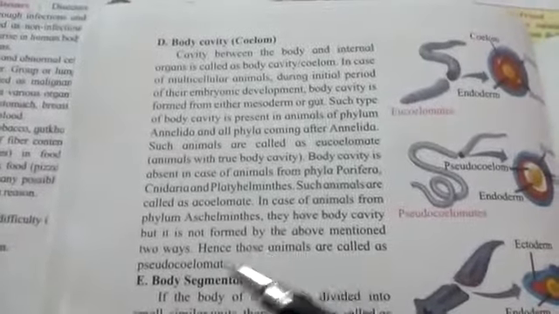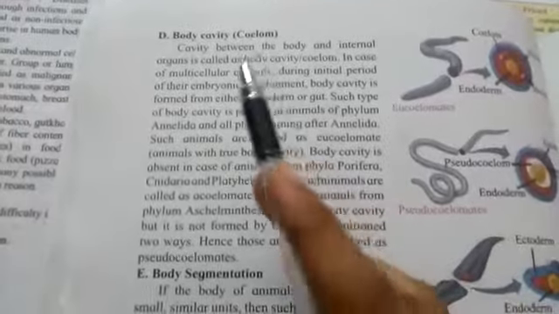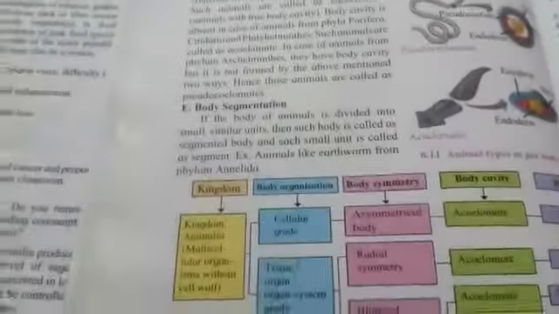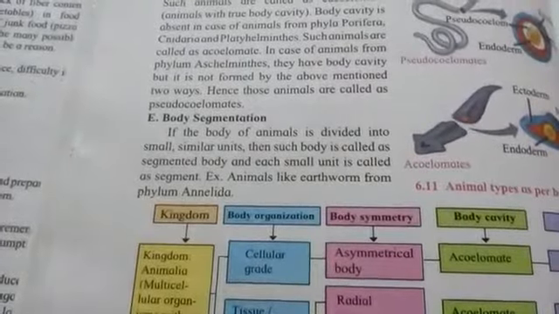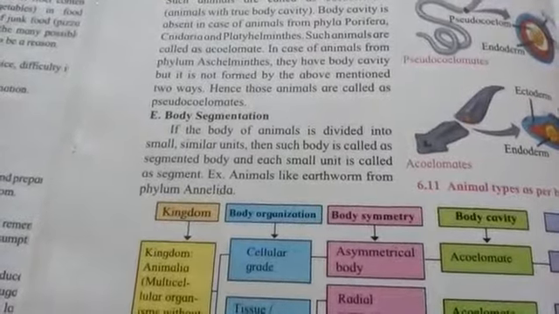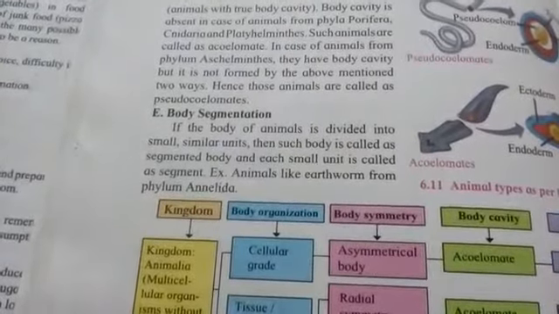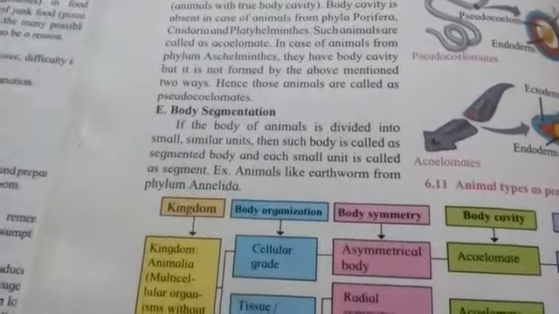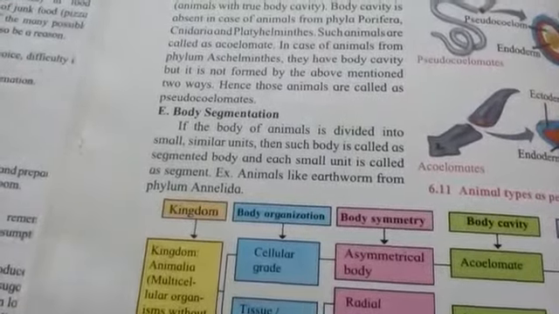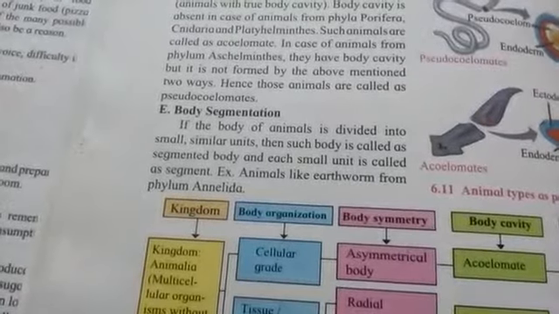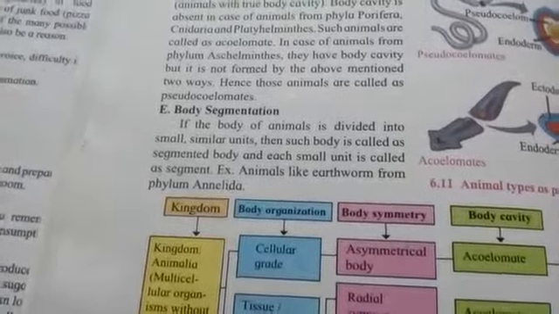So this is how the animals are classified on the basis of body cavity also. Then body segmentation. Body segmentation means the body will be divided into smaller units, and those are going to be known as the segments of the body. So if the organism is having segmented body, then that animal is going to be known as a segmented bodied animal, and such kind of animals belong to the phylum Annelida, as in the case of earthworm.